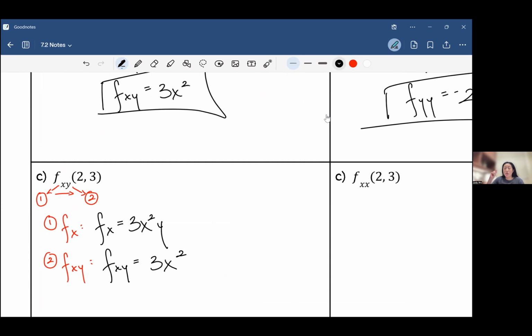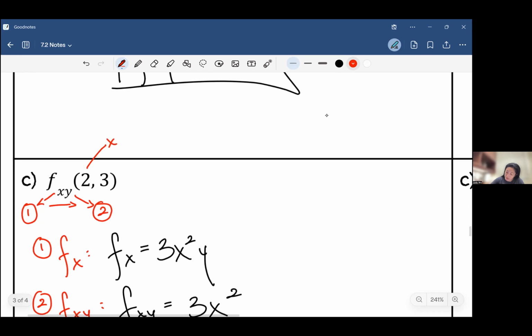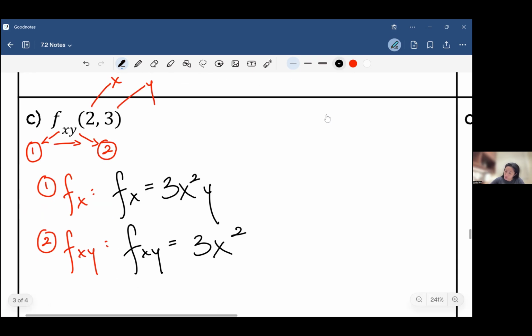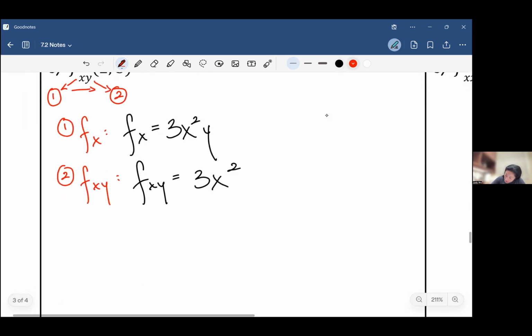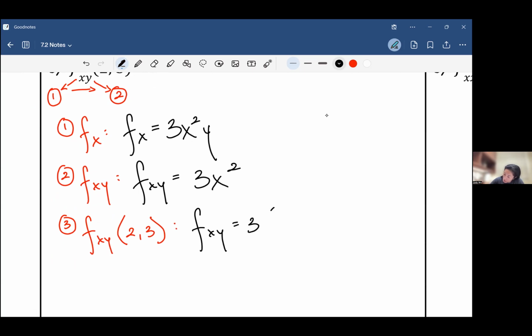Okay? But the last thing we need to do, sometimes we want to find that slope at a specific point. And in this case, we want to find the slope when x is 2 and y is 3. Okay? So all I'm going to do is evaluate now fxy of 2 comma 3. And that means that everywhere I see an x, I'm going to put a 2. And if I saw a y, then I would put a 3.